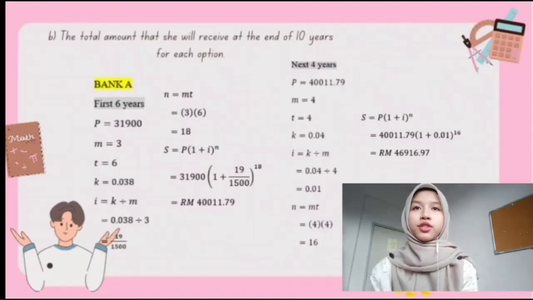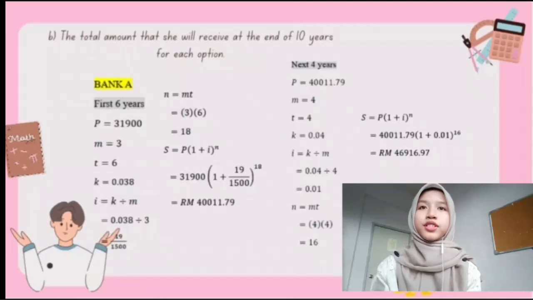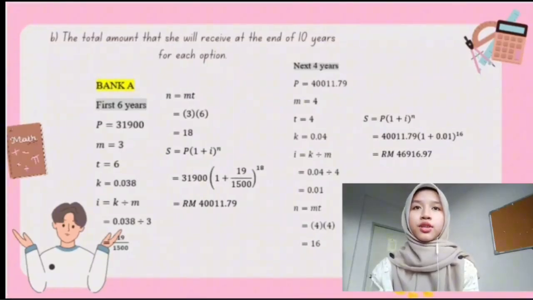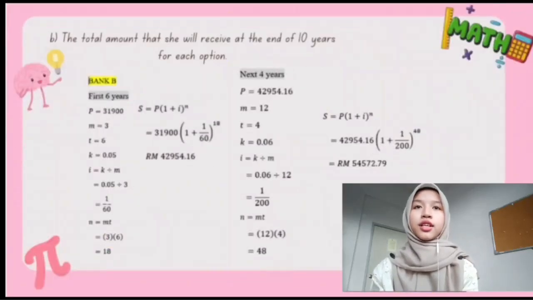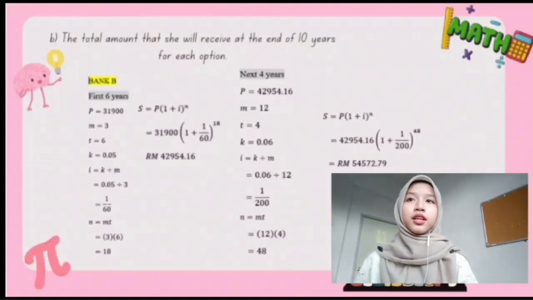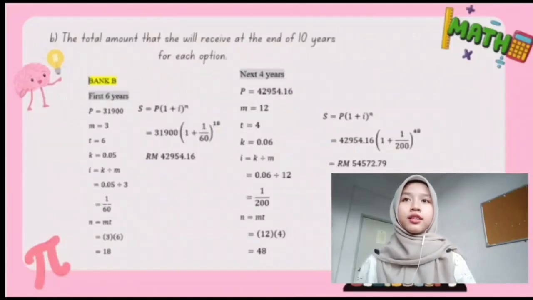We're going to use the future value formula for this question. S equal to principal, open bracket 1 plus interest rate, close bracket, to the power N, where N is the number of interest periods, equal to 40,011 ringgit 79 cents open bracket 1 plus 0.01 close bracket, and the number of interest periods will be 16. So the total amount will be 46,916.79 ringgit.